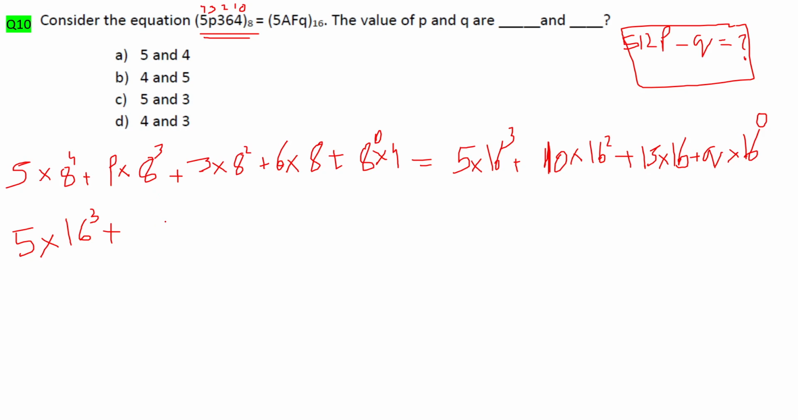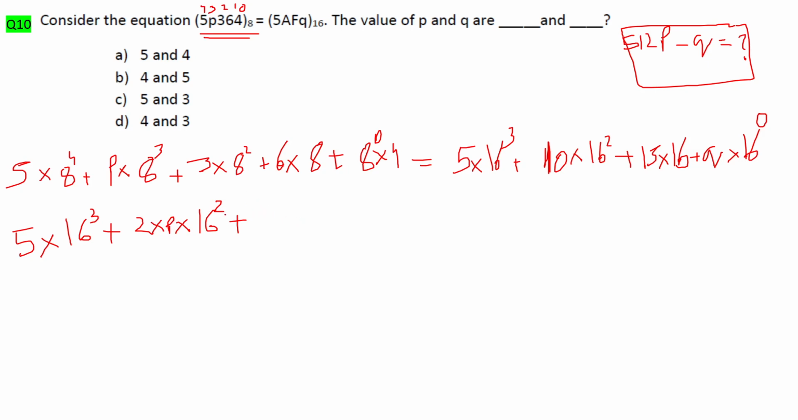So 8 cube is not 256, it's 512. So 8 cube is 512. You can write it as 2 into p into 256. So 256 is 16 square, plus 3 into 8 square.